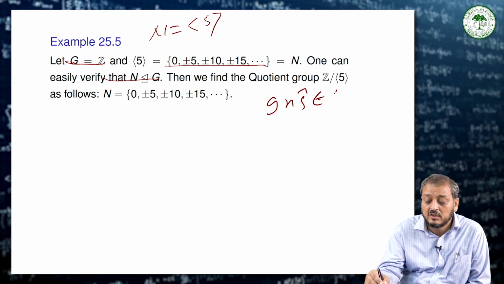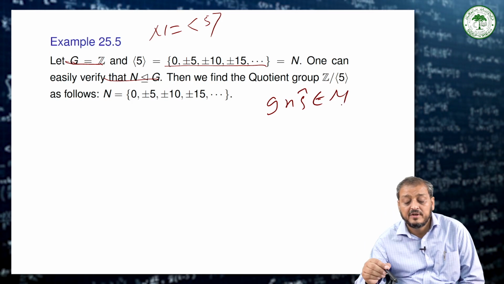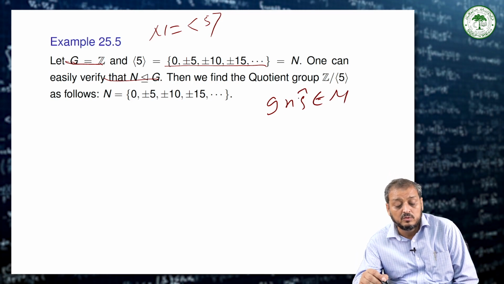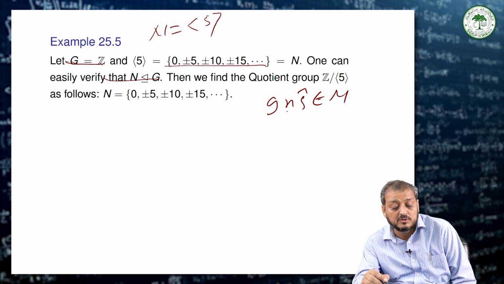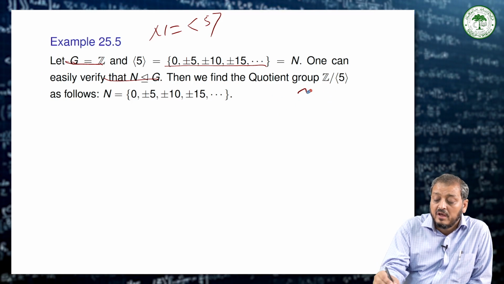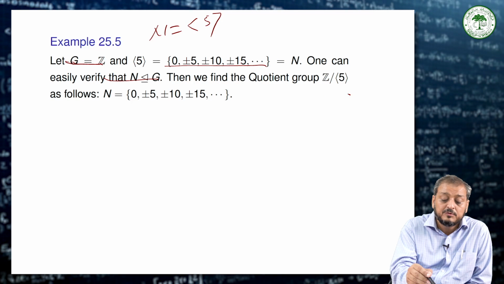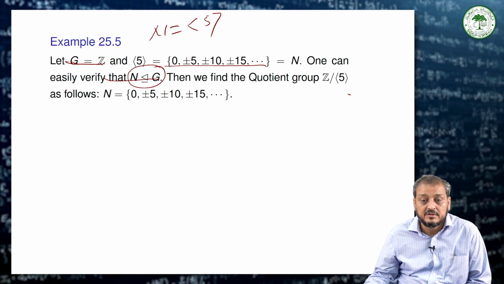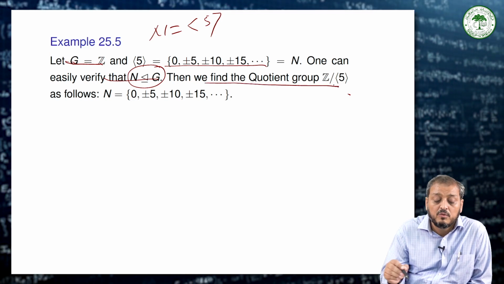Because the binary operation is addition, for g equal to 2 the inverse is minus 2, and taking any element n of N, we get 2 plus n minus 2, which is equal to n. So we can easily show that this satisfies the condition, and clearly N is normal in G. If N is normal in G, then we can find the quotient group.